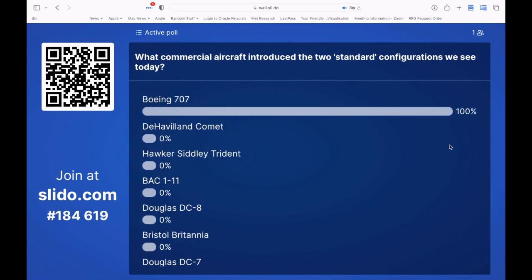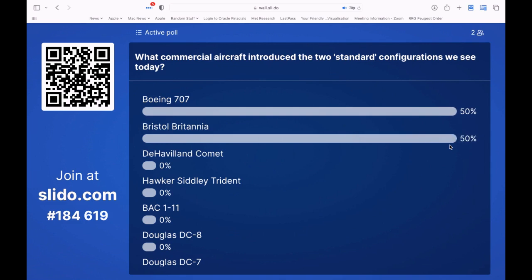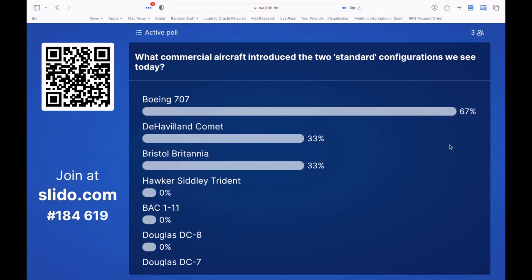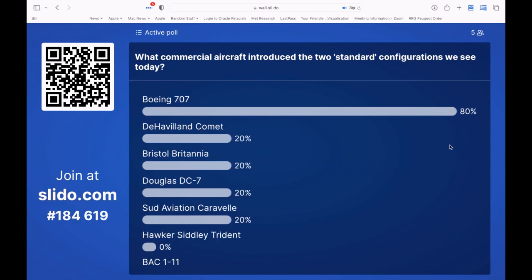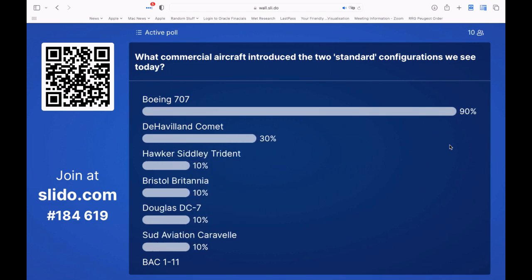So, we have two standard configurations. Anybody remember what they are? Yes, the two standard configurations we have are a wing with engines slung under it, and a thin, high aspect ratio wing. Yep. And a clean high aspect ratio wing where the engines are placed at the back of the plane.